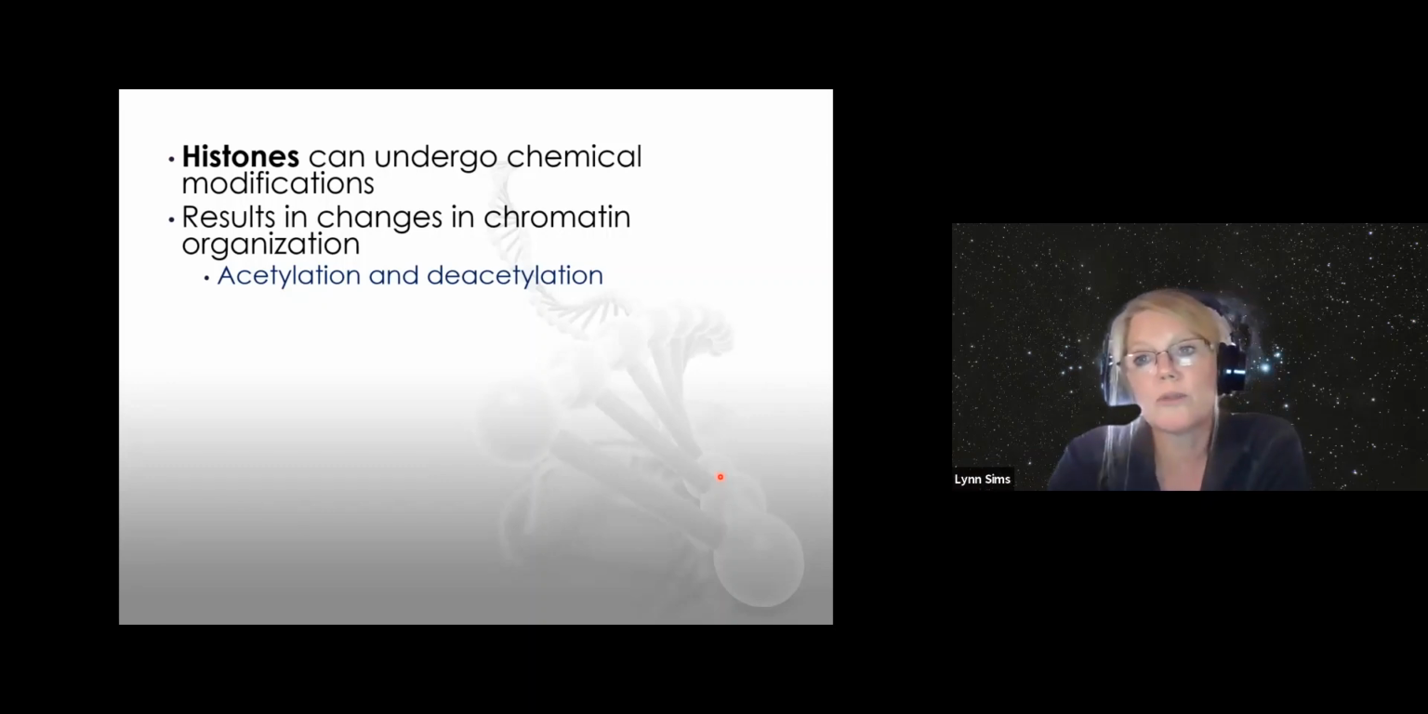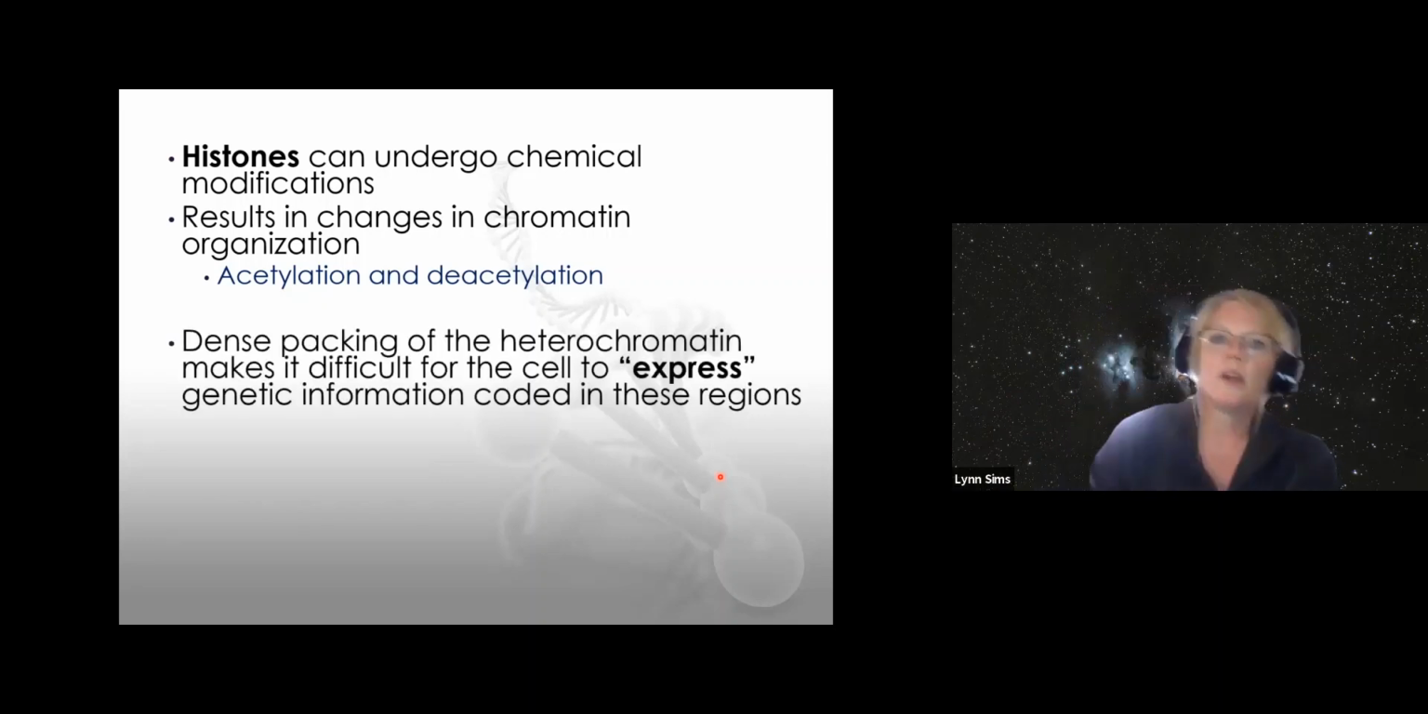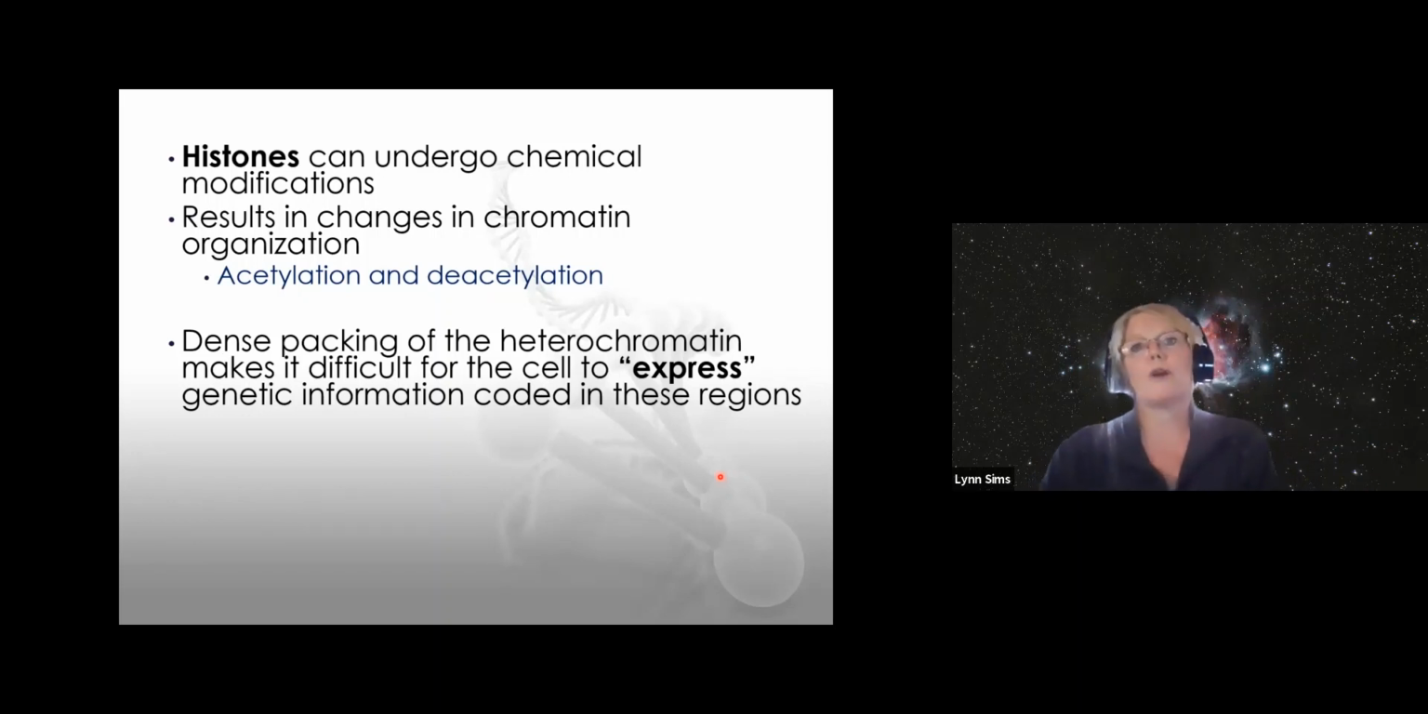When you want it loose or less tightly packed, this is where you want to start to express the genes that are in that region. So dense packing of the heterochromatin makes it very difficult for the cell to express the genes located in those regions. And what I mean by "express" is using it to create its product. This is called gene expression. Gene expression means to express the gene, or basically produce the product that it codes for.